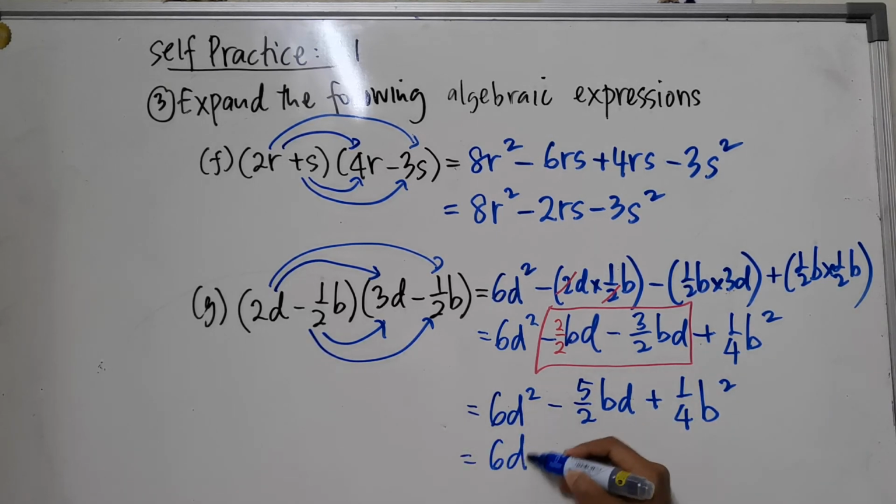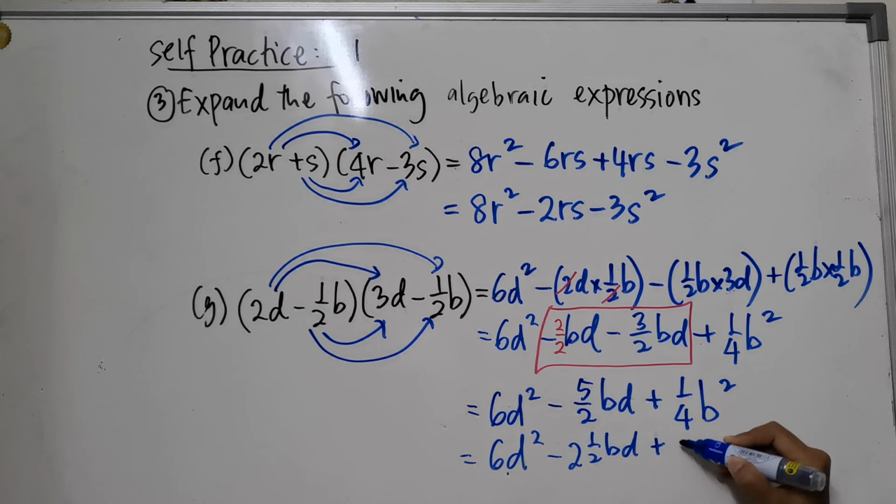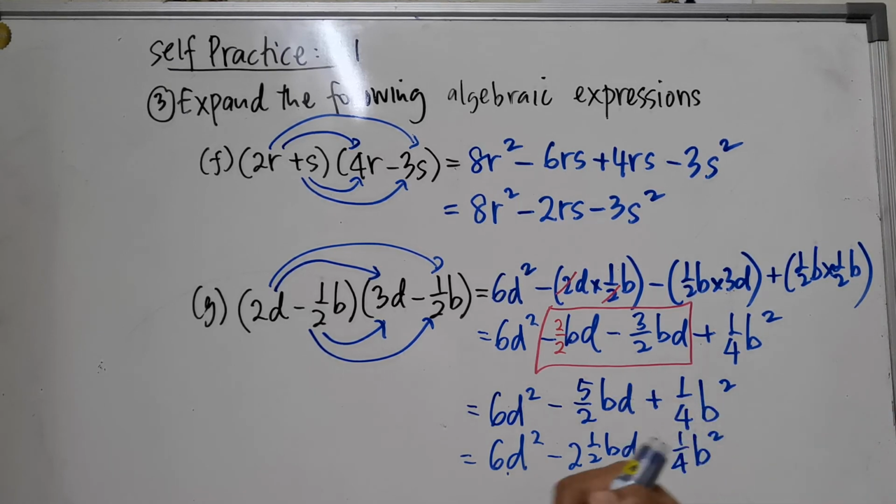Or we can write 6d square minus 2, 1 over 2bd plus 1 over 4b square. Both are the same.